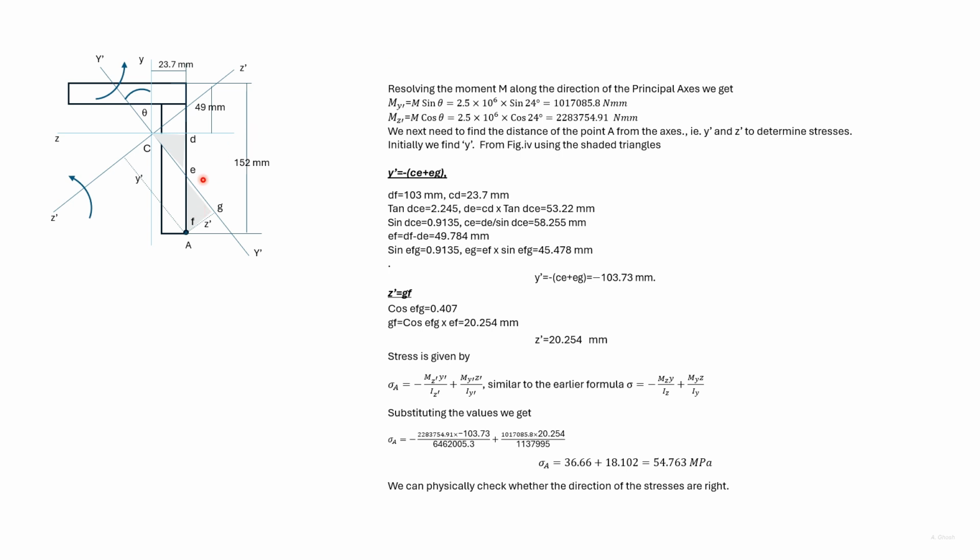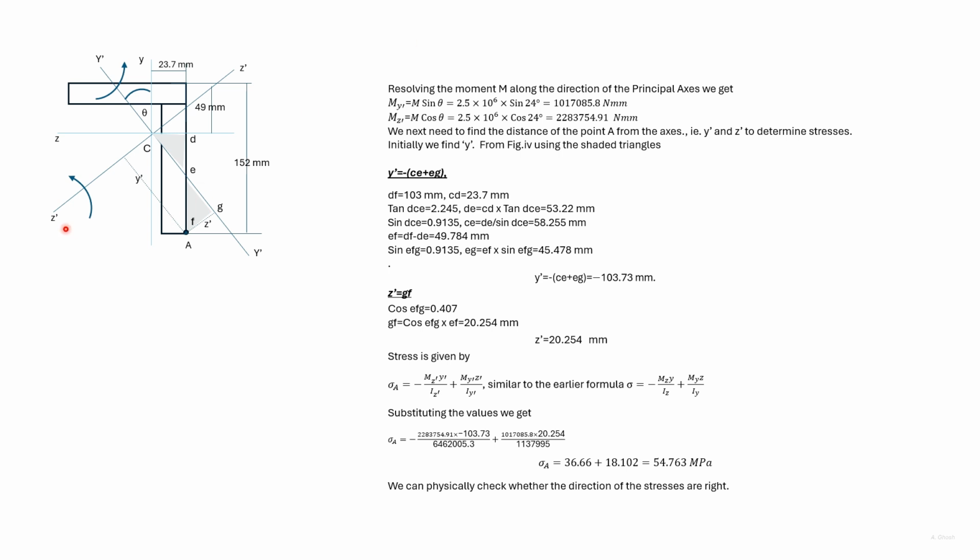The angle EFG is also 90 minus theta. Knowing EF, we can find out EG. So now we know CE and EG, so we can give y dash. Also, knowing EF and knowing this angle, we can find out FG. FG is Z dash.